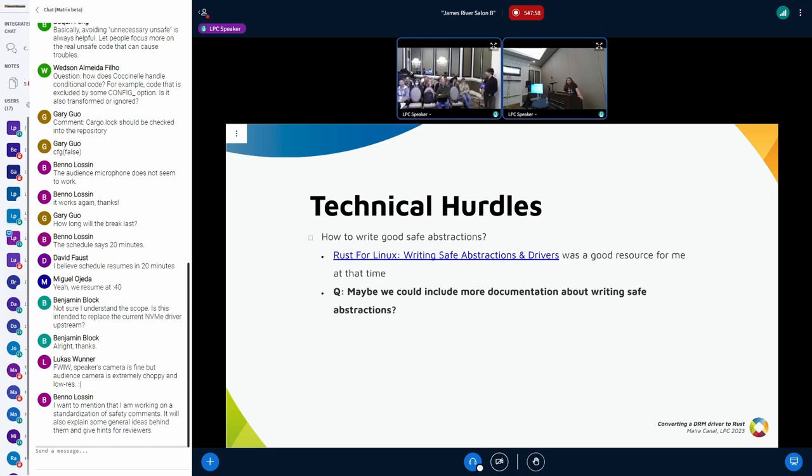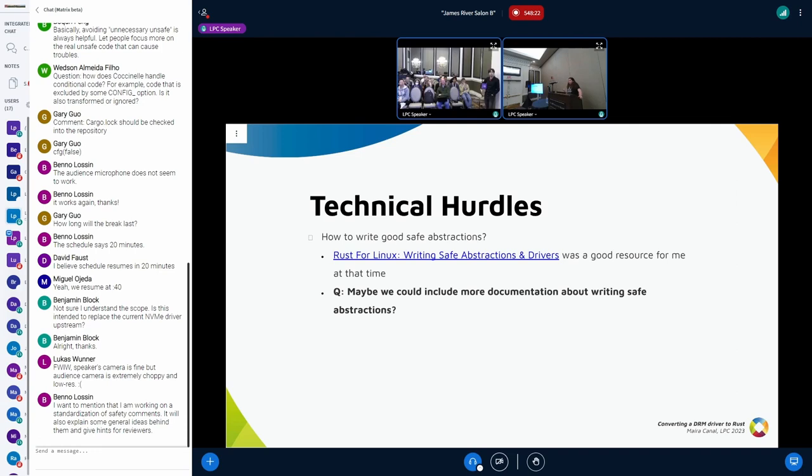And a second challenge for me was how to write good abstractions. I mean, there are a couple of specific patterns that are used when writing safe abstractions that I wasn't familiar with, at least. And the mentorship session that I linked on the slides that Miguel gave is a very good resource, but I believe that we can do even more.